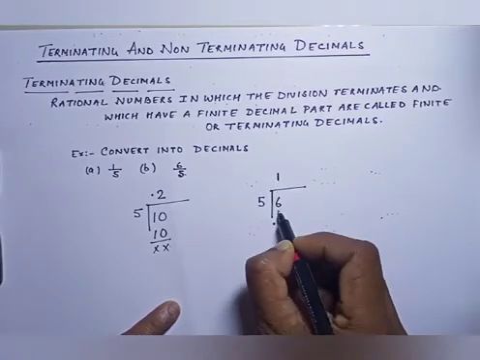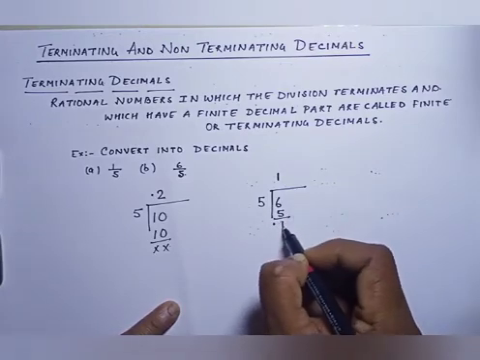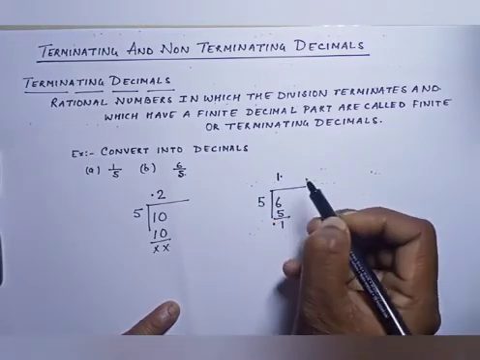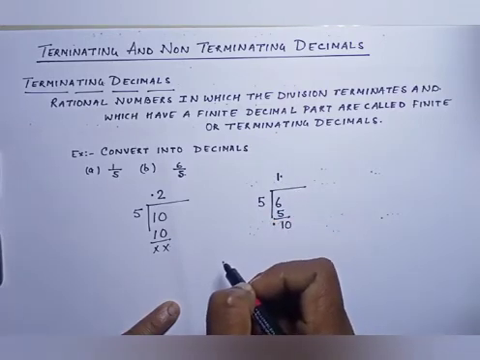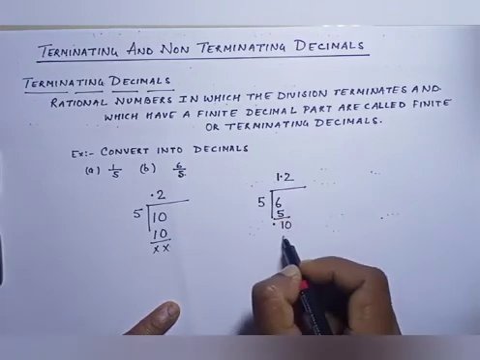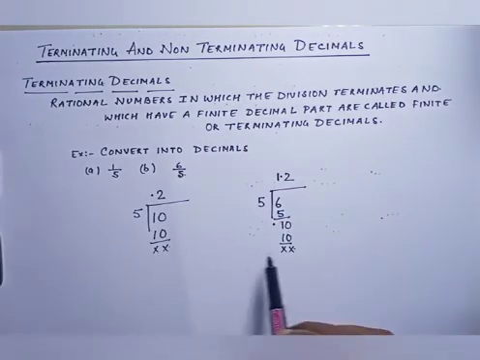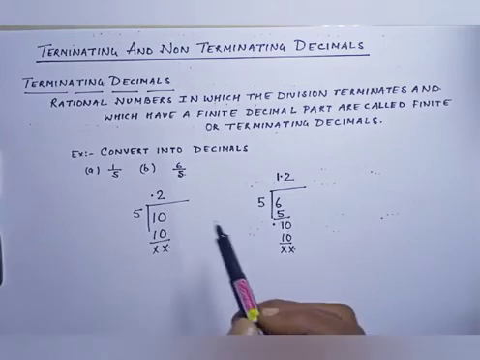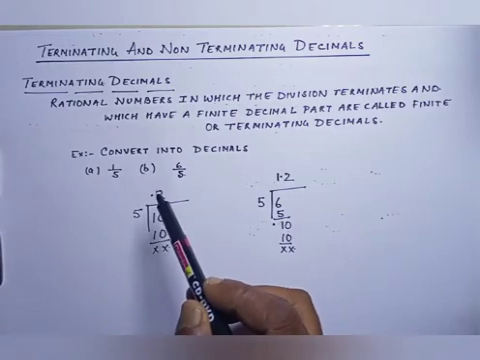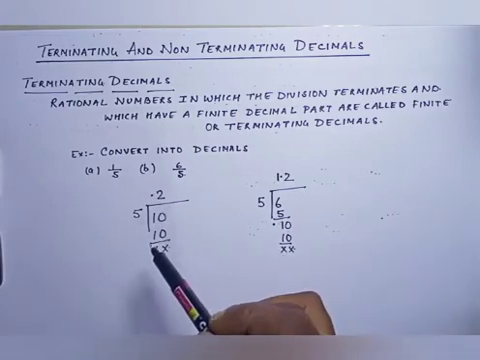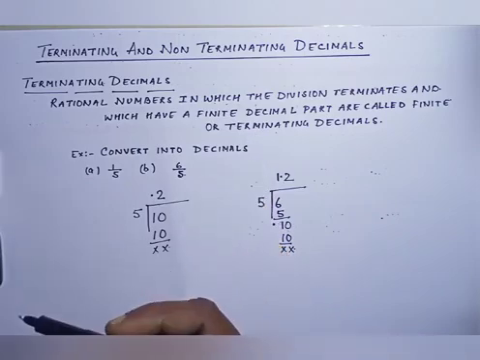Let us move to another example, 6 divided by 5. 5 1s are 5. Now 1 is left, which is less than 5, so I am going to add a decimal point over here and I will add 0 over here. So 5 2s are 10. So you can see there is no remainder left. This means that the number is being divided by the given number completely without leaving any remainder. So this is called terminating decimals.